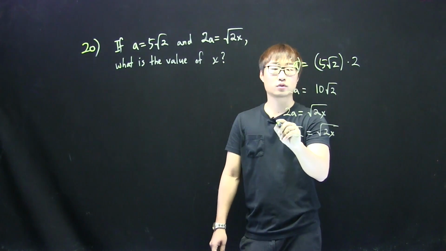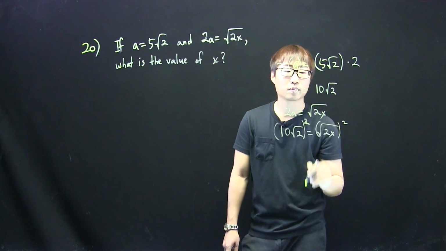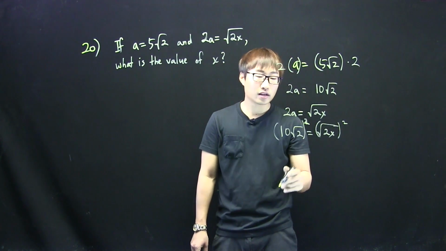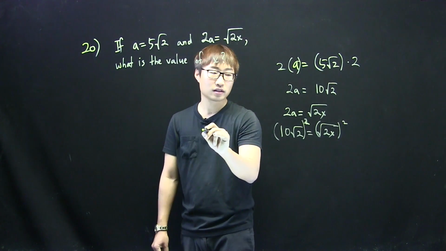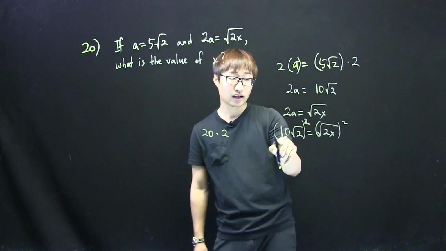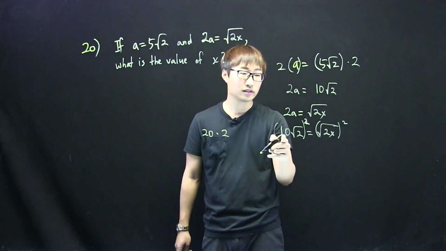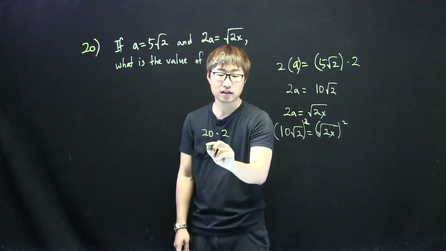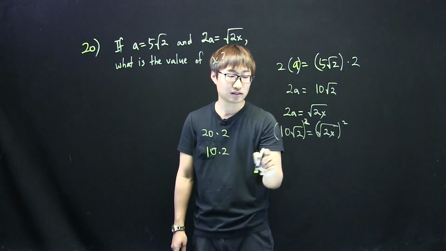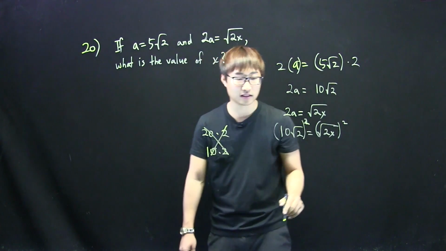Then square both sides to get rid of the square root. Now, this is where a lot of people make mistakes. I've seen people do 20 times 2, because they do 10 times 2 and radical 2 squared is 2. I don't know how, but some people have done that. And I've also seen 10 times 2 where they squared one side but forgot to square the other. So please don't make mistakes like these.